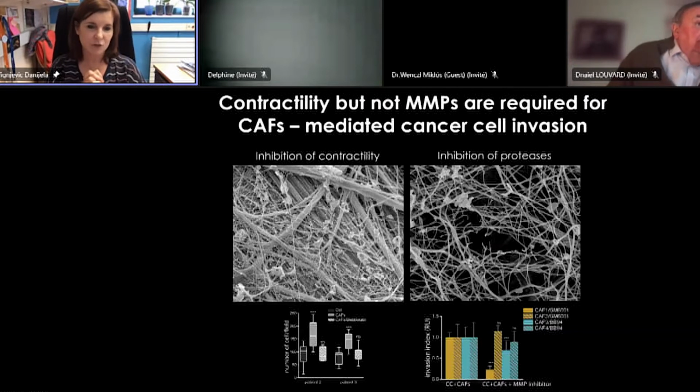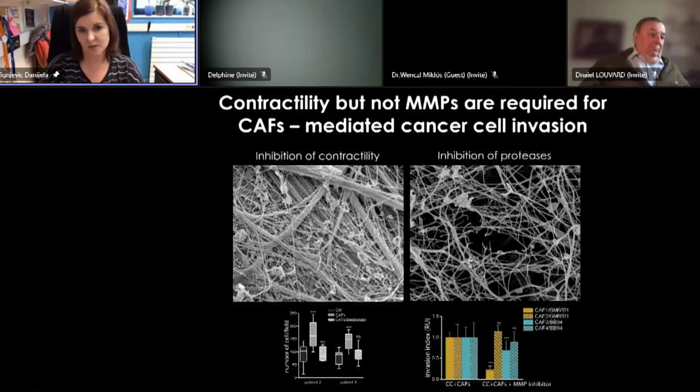And inhibiting actomyosin contractility, in this case using blebbistatin, prevented formation of those holes, remodeling of the basement membrane, and also stopped invasion of cancer cells.